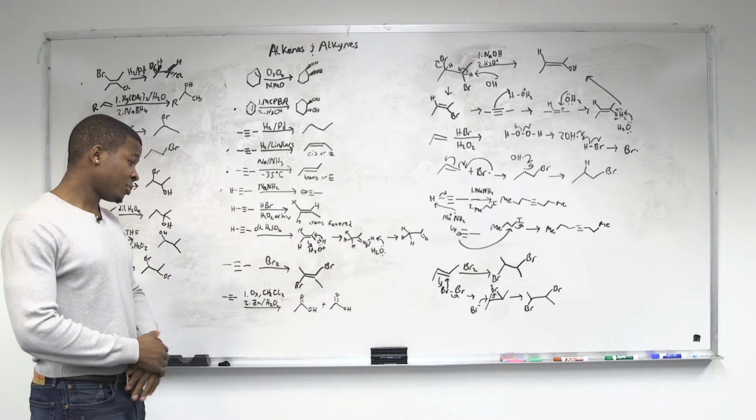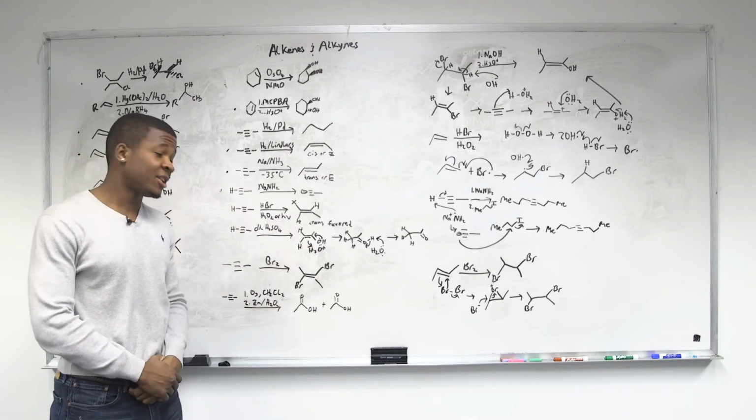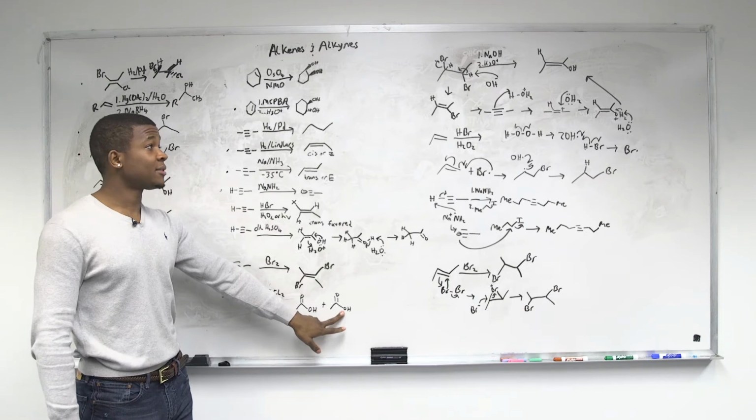Next, we have O3 then CH2Cl2, and this is a heavy oxidizing reagent. What it does for an alkyne is produce 2 carboxylic acids.